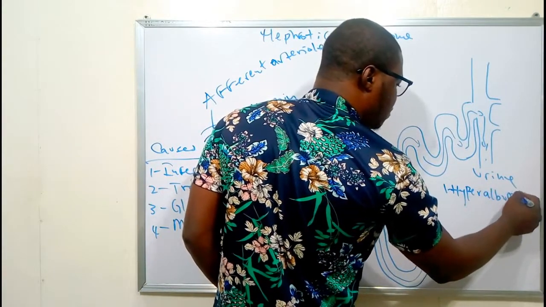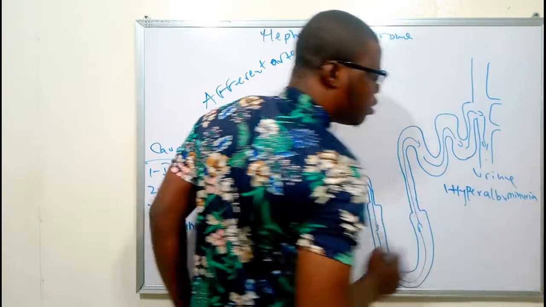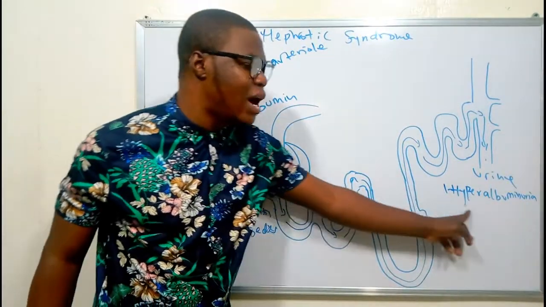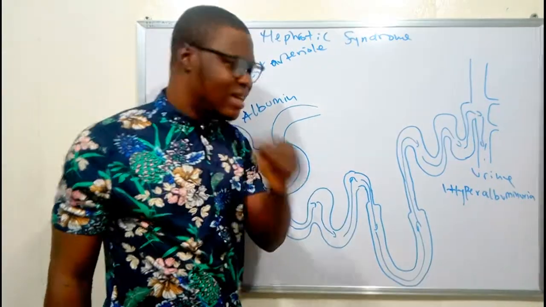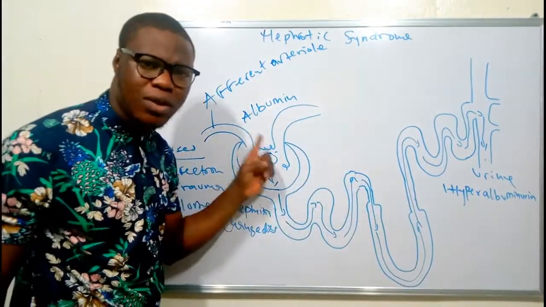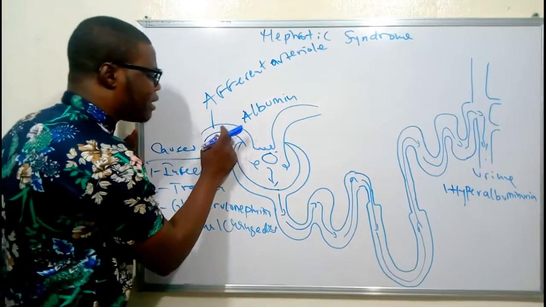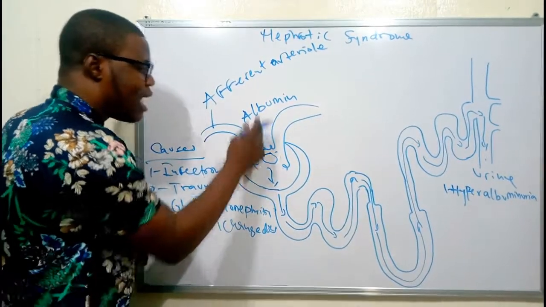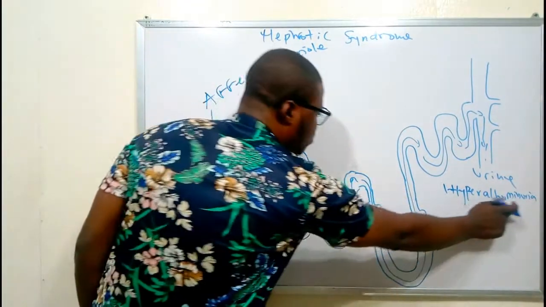Albuminuria. So, escape of albumin is going to lead to hyperalbuminuria. Now look at it. This albumin is escaping from somewhere. Where? We said this afferent arteriole comes into the glomerulus with blood. So it means albumin is escaping from the blood into urine.